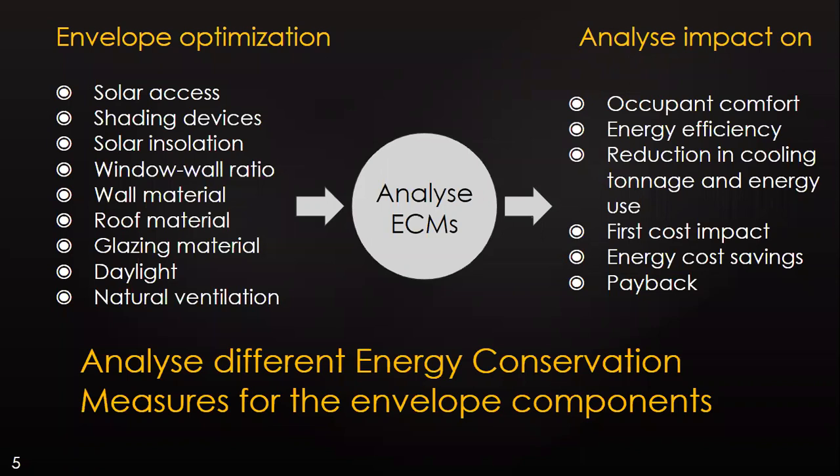So the optimization was done on all these points that you can see on the left: solar axis, shading devices, solar insolation, window wall ratio, wall material, roof material, daylighting, glazing, ventilation. And while we ran these different design options called energy conservation measures, we were trying to assess the impact on occupant comfort, energy efficiency, reduction in cooling tonnage and energy, and then also first cost impact as well.